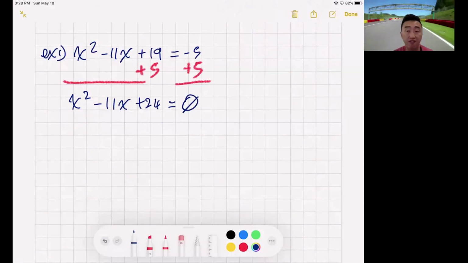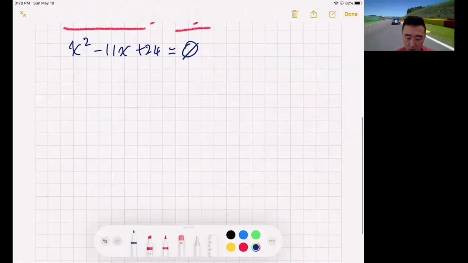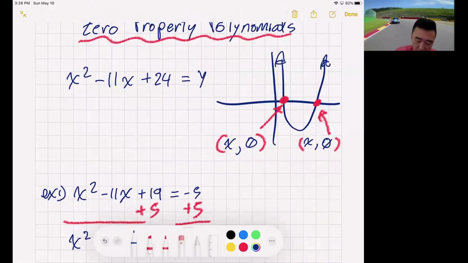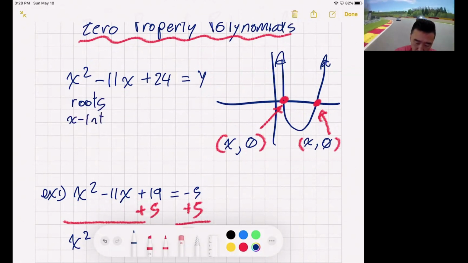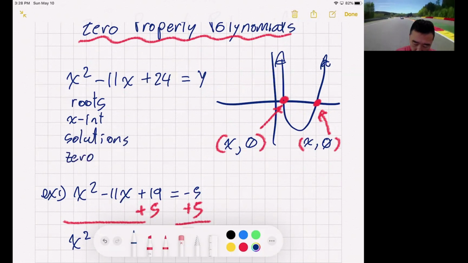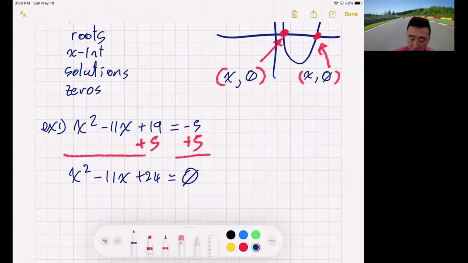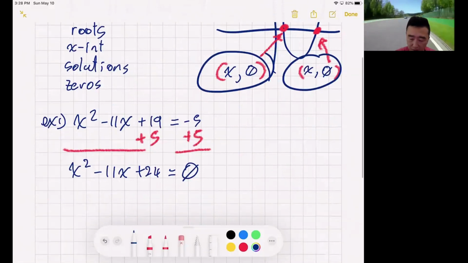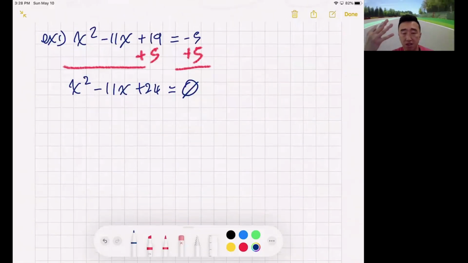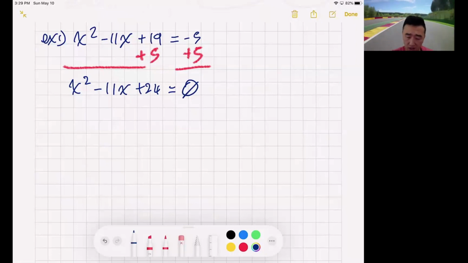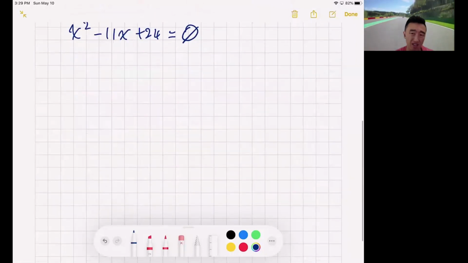Now I can go ahead and try to find those zeros or those roots or those solutions. They're called either roots, x-intercepts, or solutions. They're even called zeros. They all mean the same thing. We're trying to find these right here. Now, there's three methods that you're going to learn, but we're just going to teach you one this week, which you already kind of know, and that is factoring. So we're going to try to find the zeros by factoring.